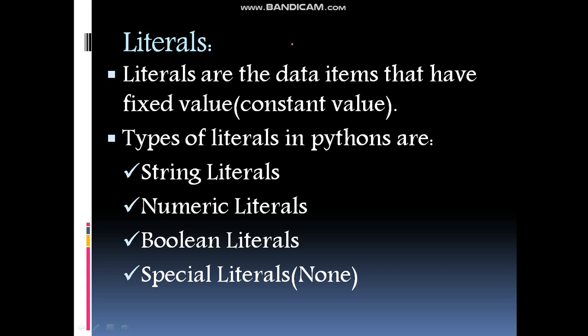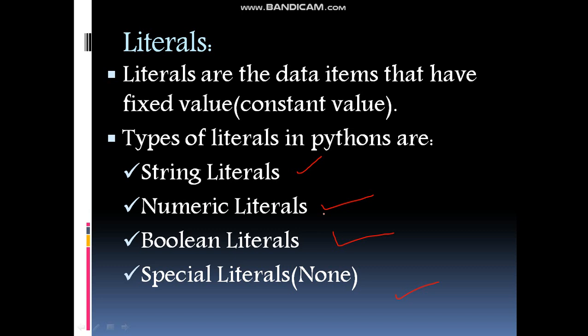Next, literals. Now what are literals? Literals are data items which have a certain fixed value. You can also term it as a constant value. Whenever we give certain names or values to an identifier, those names or values are the literals. There are different types of literals in Python: string literals, numerical literals, Boolean literals, and special literals. We will discuss them practically one by one.